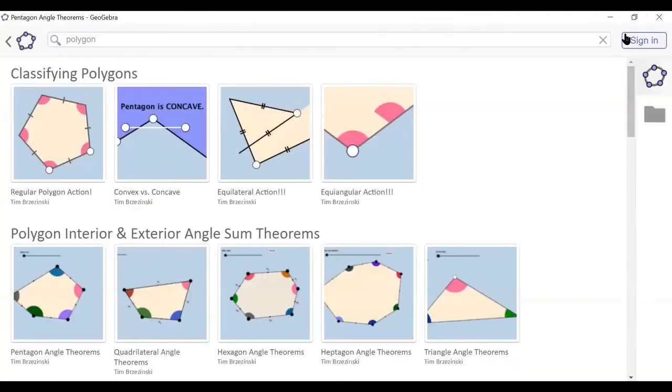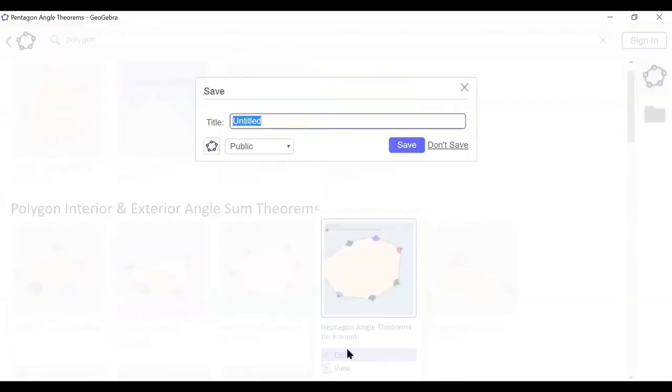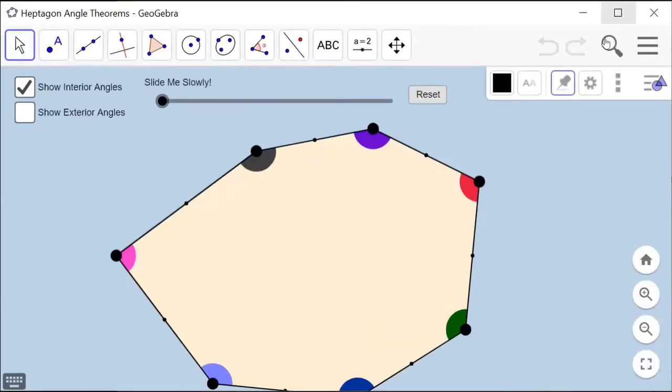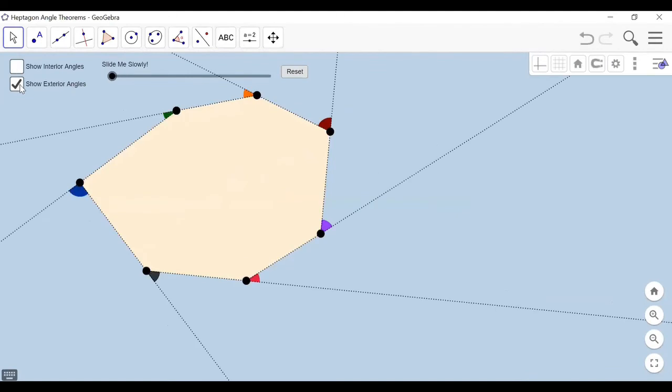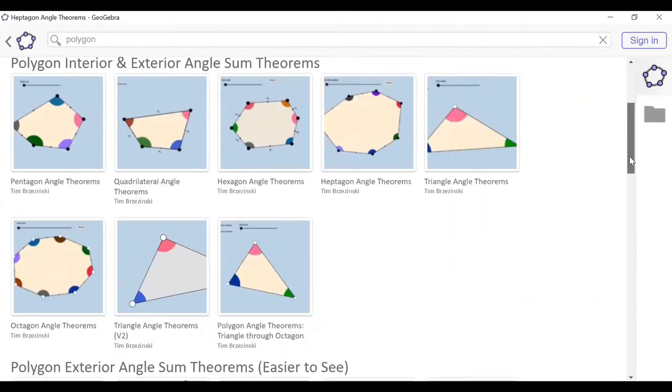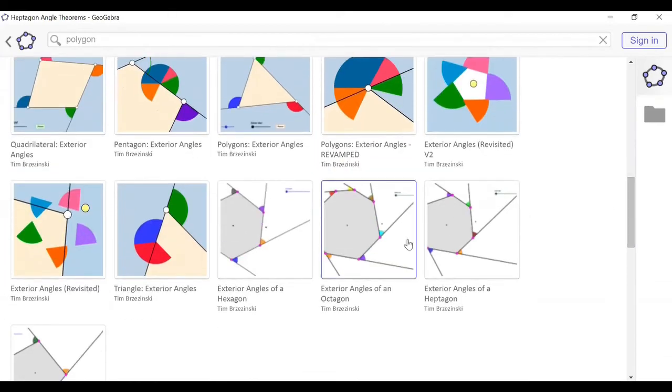Now, let's observe another one. Let's pick the heptagon. What will happen if we choose the heptagon? This is a heptagon. So let's show the exterior angles. So observe now. What will you get? It will form a circle as well, which is 360. So, can you see the similarity?